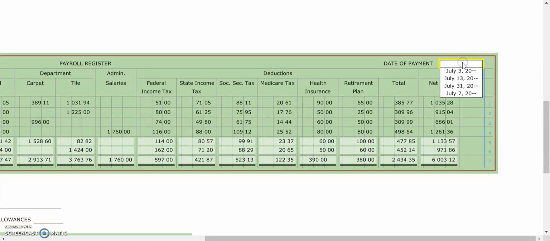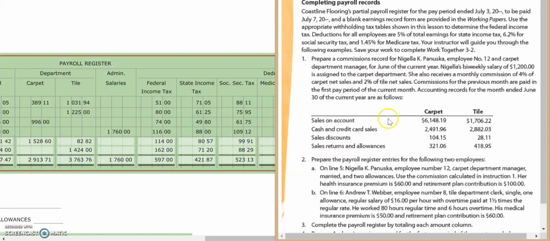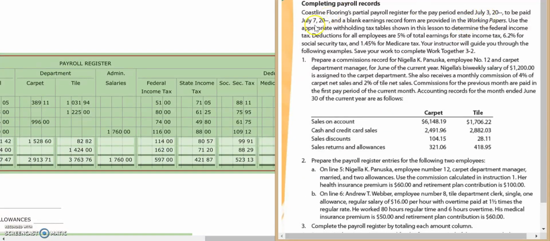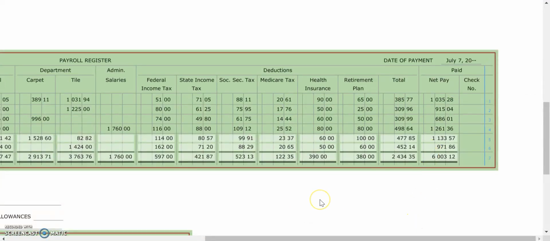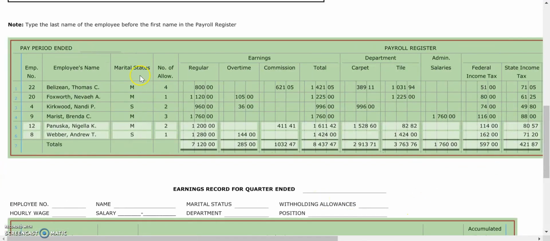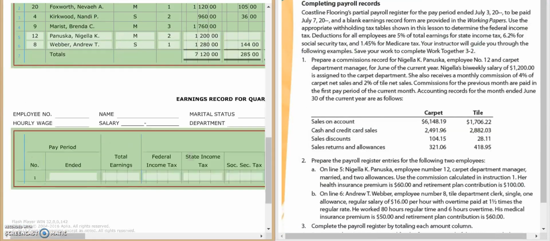I just noticed that up here, the date of our payment for our payroll register, if we look at this, it says that we are paying our employees on July 7th. So we do need to fill that in right here. I forgot to do that. July 7th of the current year. Okay? And we'll scroll back over. Grab the pay period ending. The pay period ended on July 3rd. I forgot to do that. That is my fault.